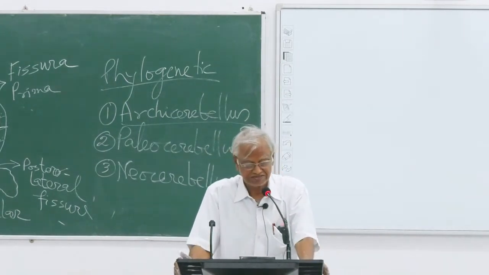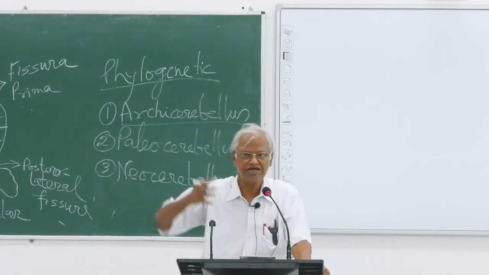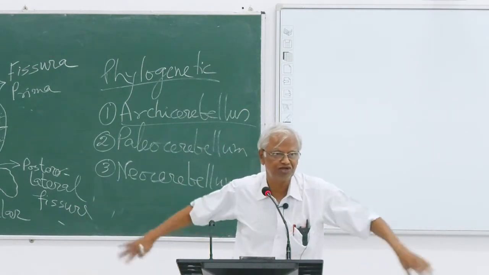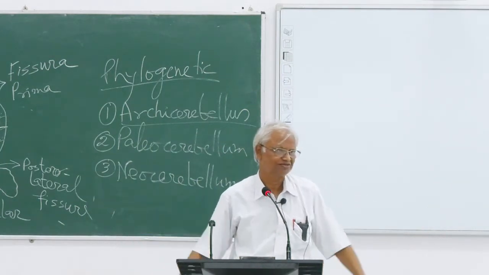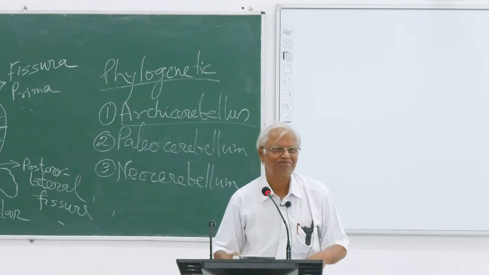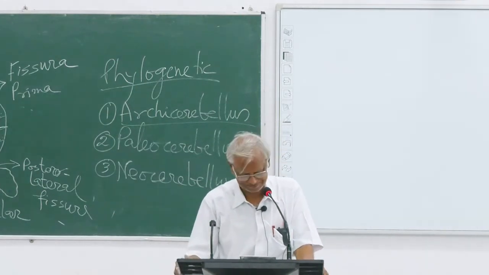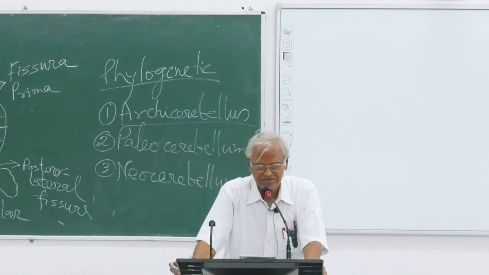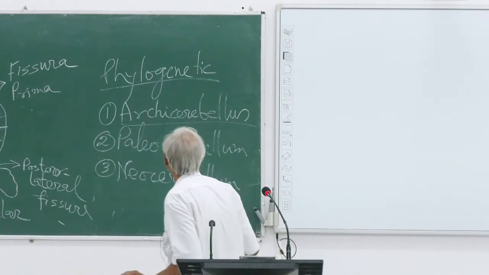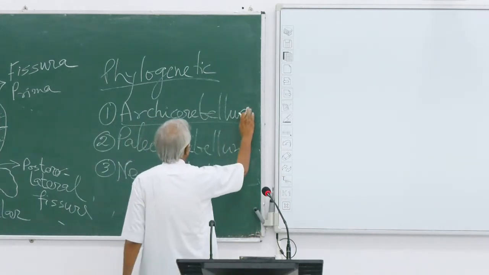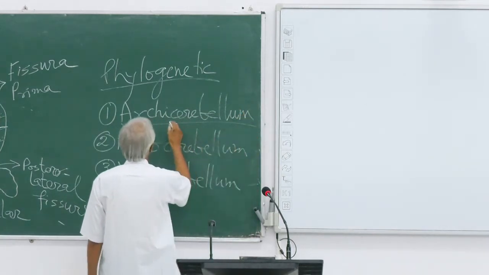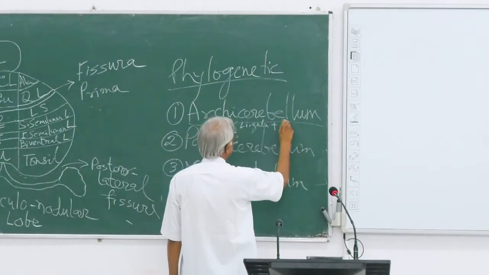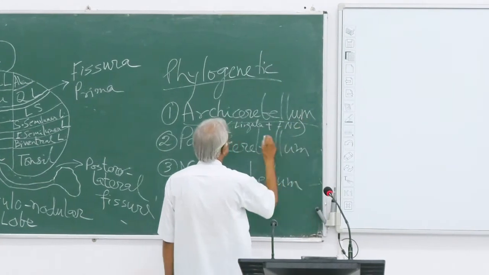Archicerebellum is very easy to remember. The lingula, the head of the cortex, and the flocculonodular lobe, two wings at the back. So this together makes the archicerebellum. The archicerebellum means lingula plus flocculonodular lobe.